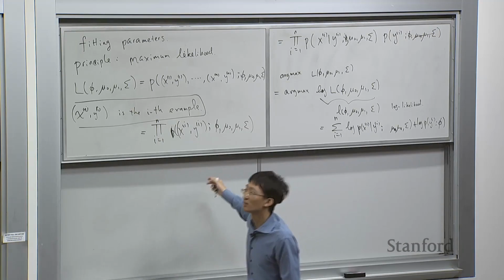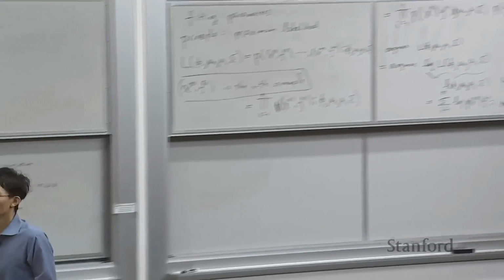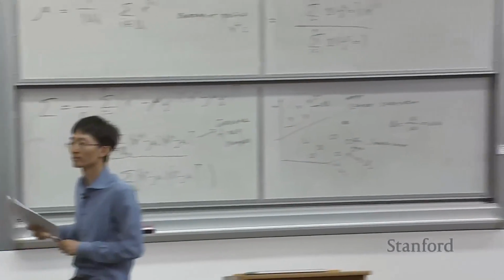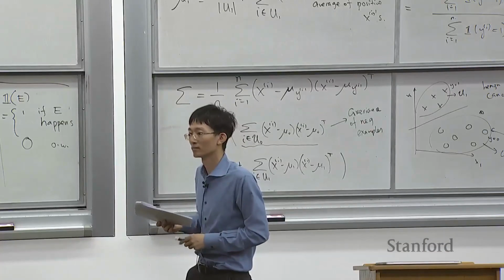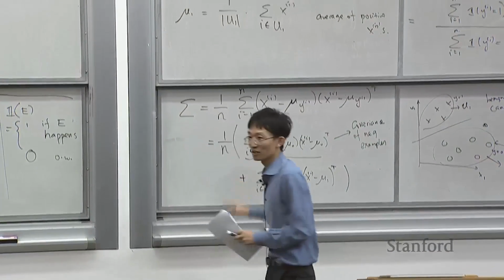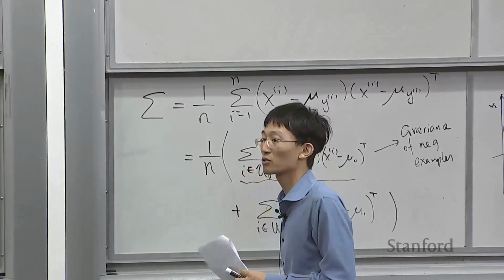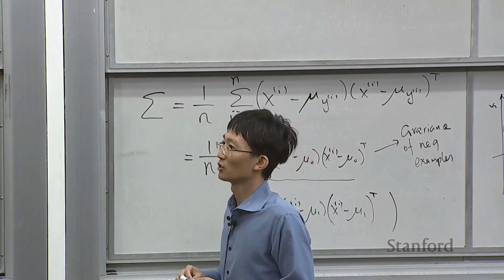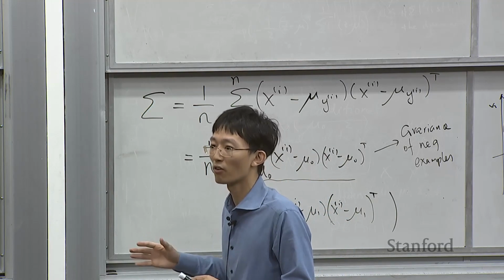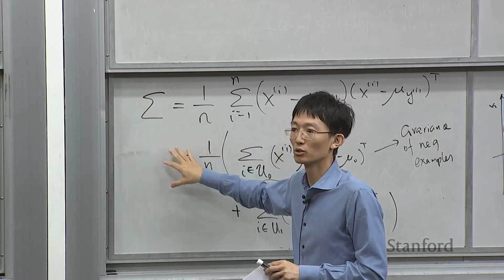The sigma is different for y equals 0 and y equals 1? You take the average of the covariance for each class and use that to estimate. If you assume they are different, I don't think the formula will be this. And actually, if they are different, you don't even have an analytical form for the solution of the MLE.